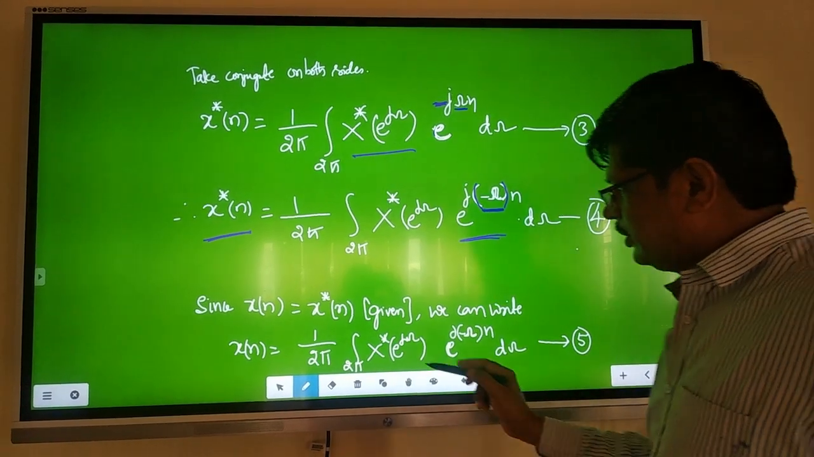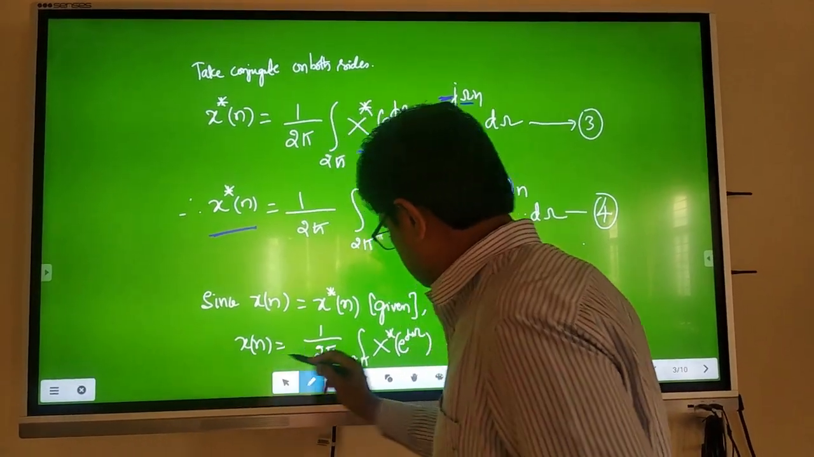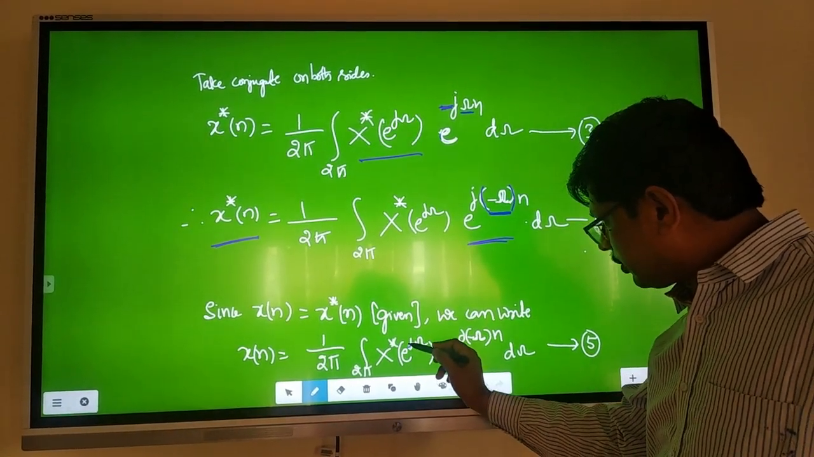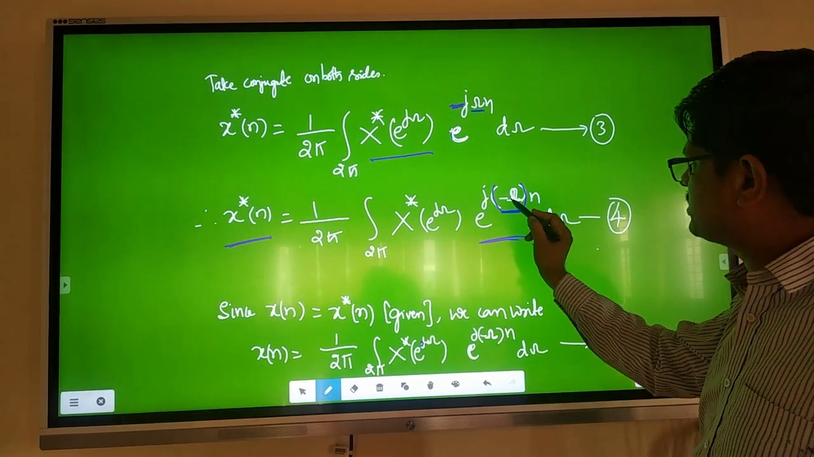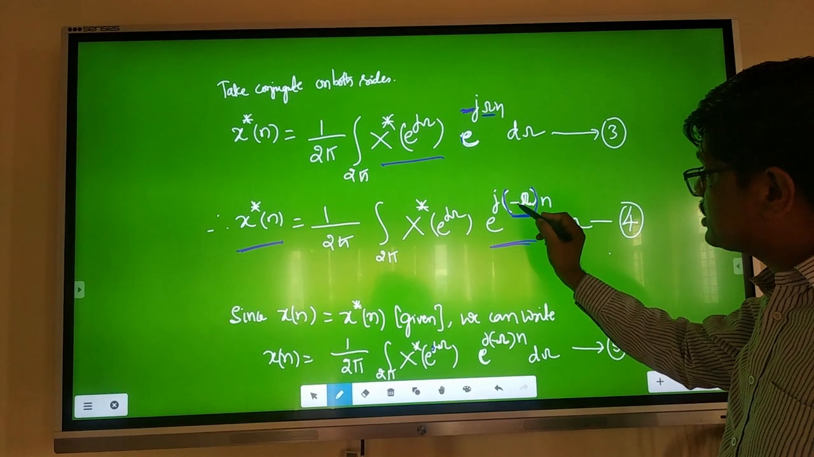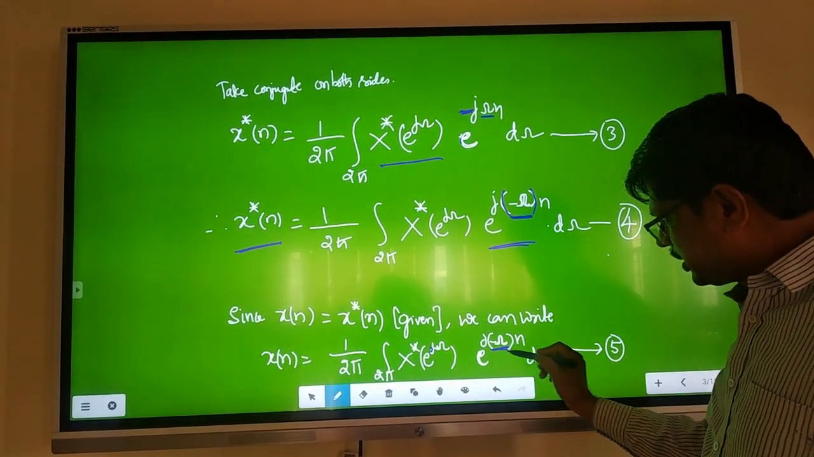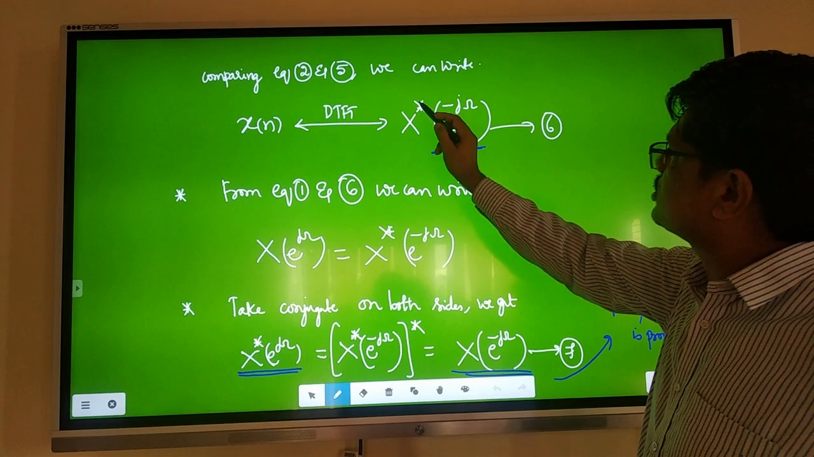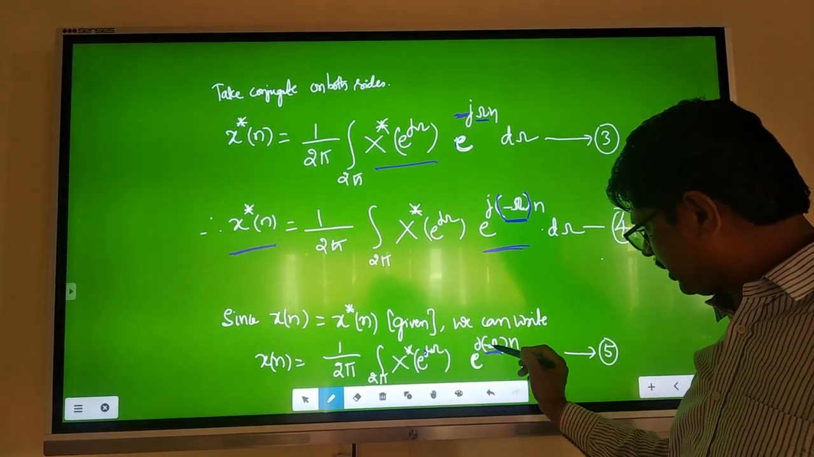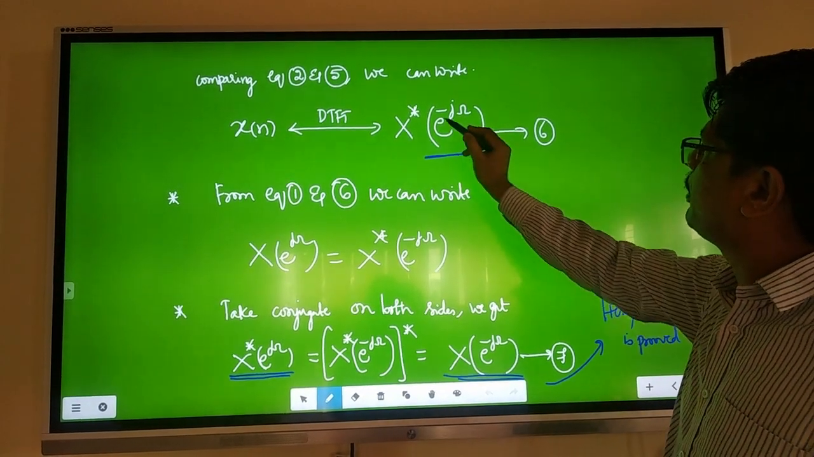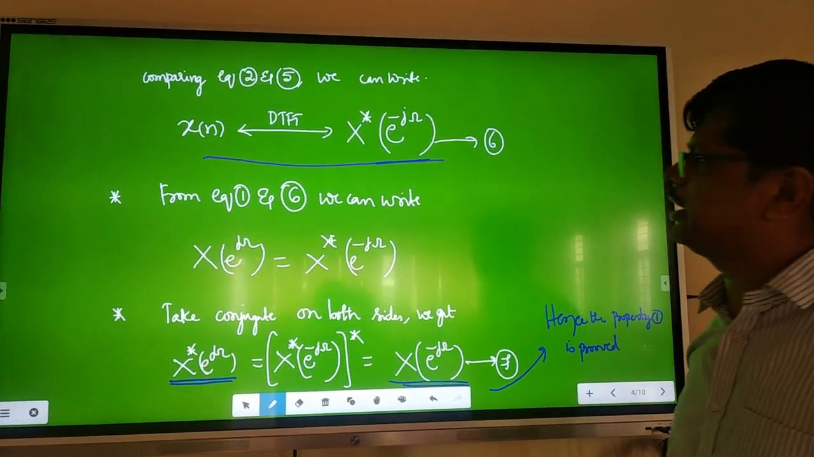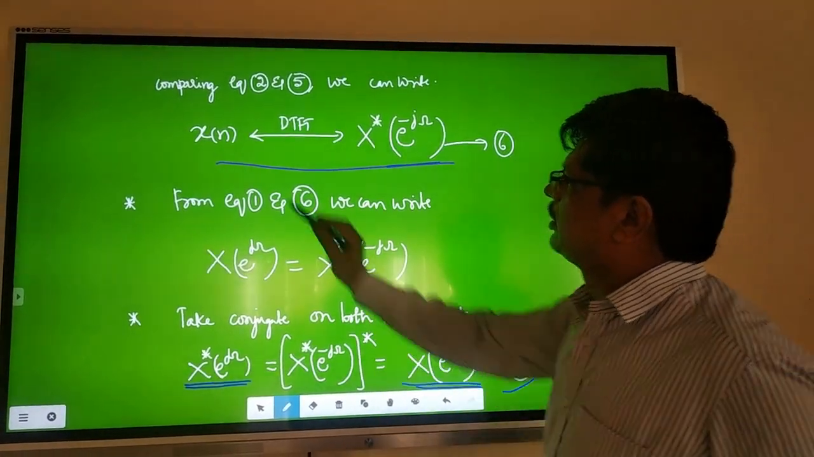Now see, the DTFT of x of n is given as x star of e power minus j omega, because here minus omega is there. It is not plus omega like our previous one. That is why I am writing x star of e power minus j omega. This minus sign is there, no? That is why e power minus j omega I am writing. Call this equation number 6.